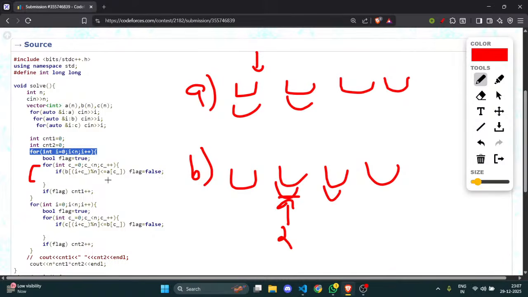So if at any point the condition of a greater than b is false, this is a wrong condition. So we need to stop here, and the flag is false, which means this is a bad pairing. The flag was initially marked true, and if the flag hasn't been turned off at any point, which means the flag is true, I need to increase my count, count 1 plus plus.